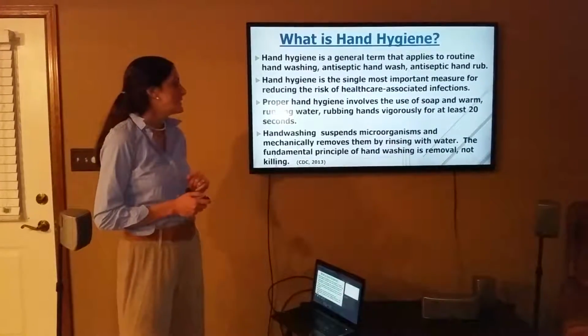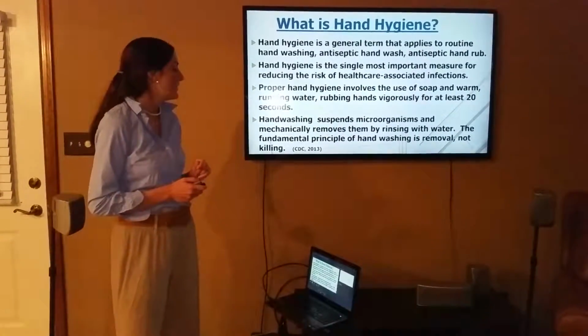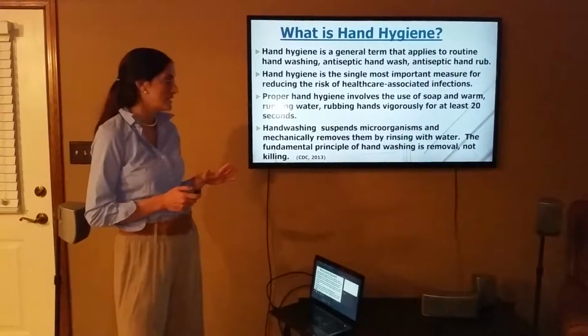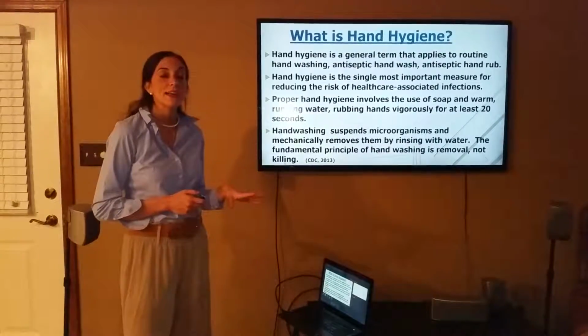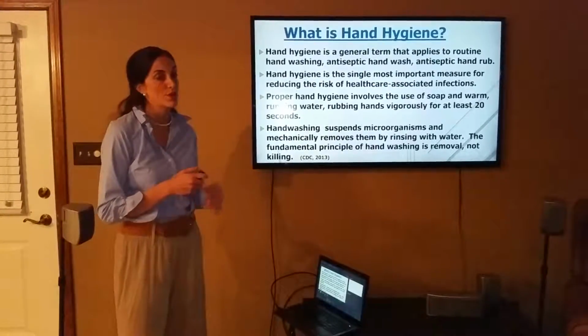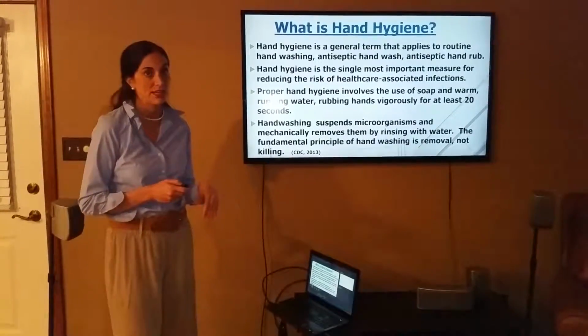Hand washing suspends microorganisms and mechanically removes them by rinsing with water. The fundamental principle of hand washing is removal, not killing. So this is important because that is why we routinely wash our hands. We are removing the bacteria. We're not killing it. So hand washing, we need to routinely do it over and over again.